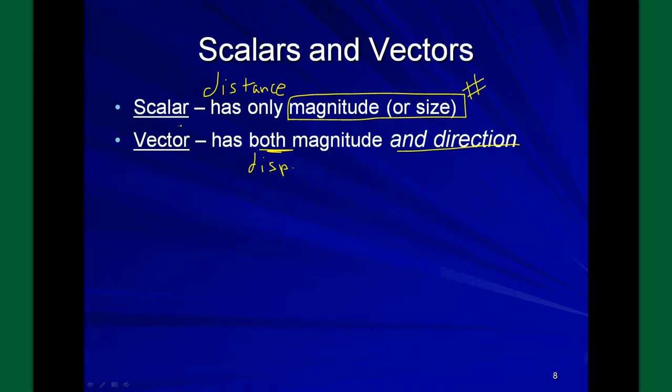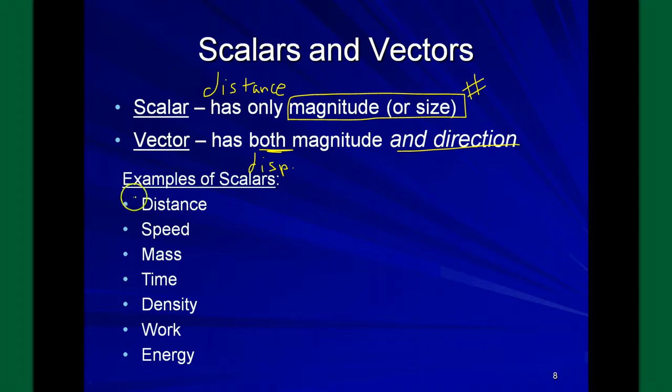Whereas a vector would be both magnitude and direction. So if you say, how far is it to your house? Somebody might say, I live 15 miles north of here. That's a magnitude, a number, and it has a direction, 15 miles to the north.